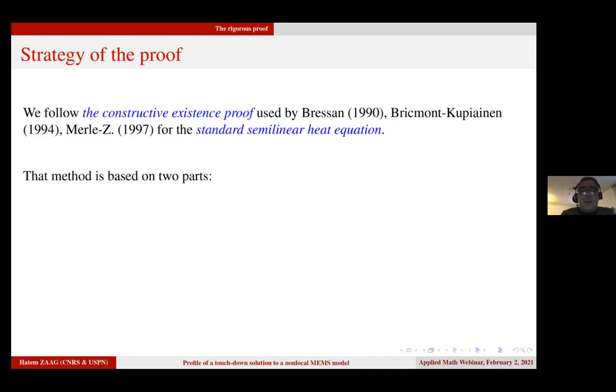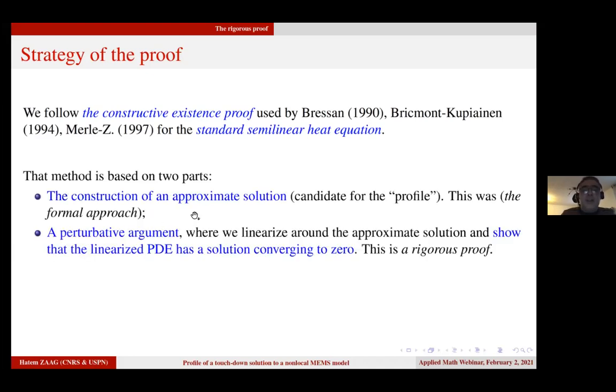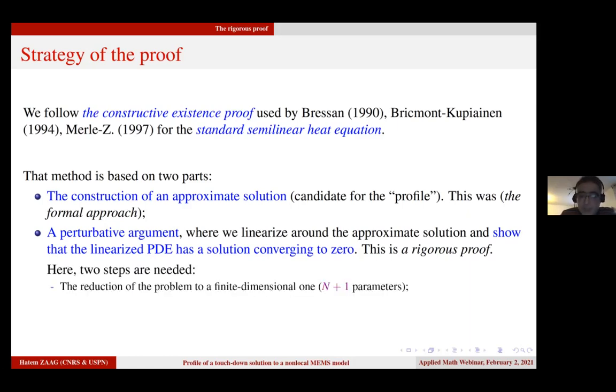What is it about? It has two parts. First, the construction of an approximation, which is in fact a candidate for the profile, and this was the formal approach. I already gave you some hints about that. But when you have a candidate for the profile, now you move to a rigorous approach where you linearize around the profile, okay? And you try to show that the linearized PDE has a solution converging to zero. And this is a rigorous proof where we have still two steps.